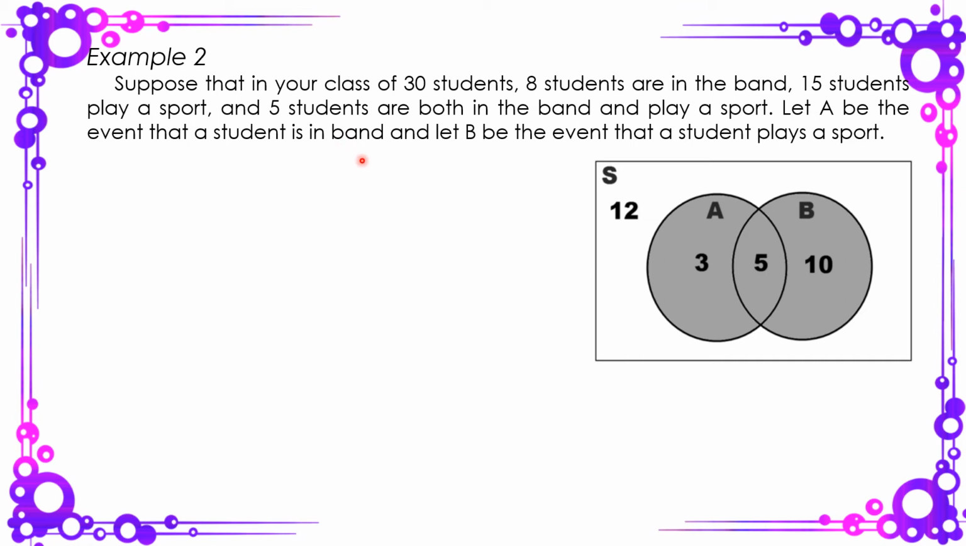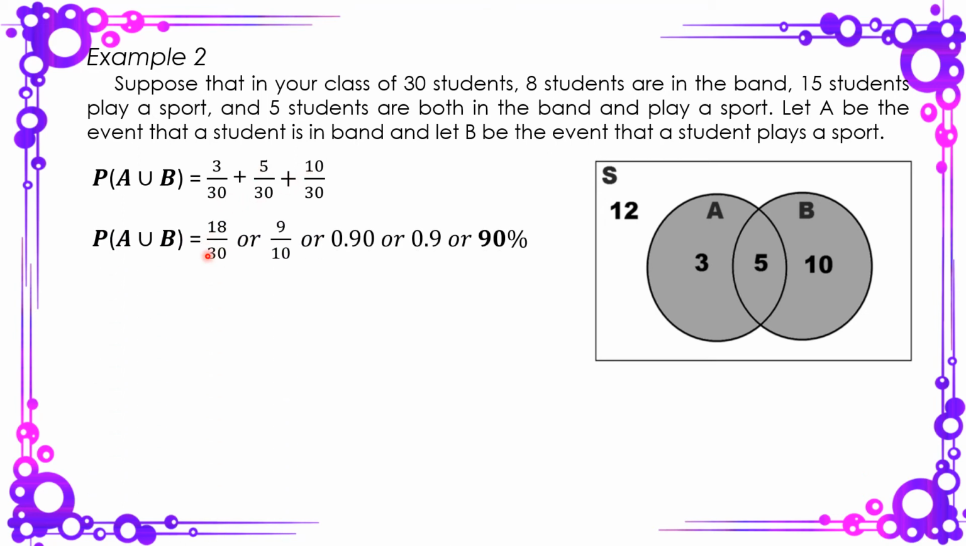Okay, so let us solve using this formula. Probability of A union B is equal to 3 over 30, for A, plus 5 over 30, plus 10 over 30. These are similar fractions because they have the same denominator. Just simply add: 3 plus 5 is 8, plus 10 is 18, and then copy the denominator, which is 30.